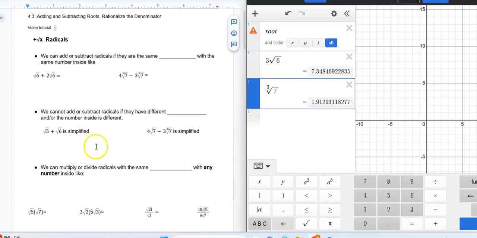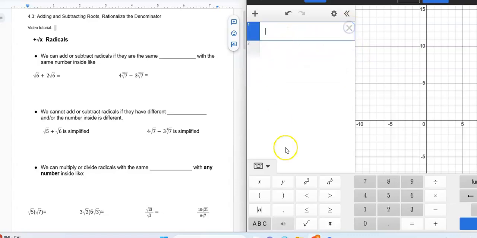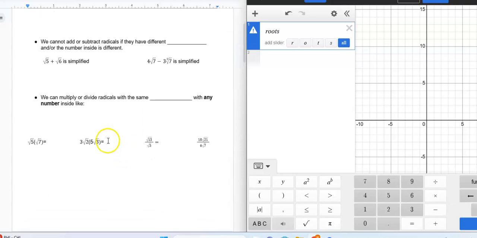All right, we cannot add or subtract radicals if they have different roots and or the number inside is different. So we can't combine rad 5 and rad 6 because, yeah, they are both square roots, but the 5 and the 6 are different, so you can't do that. These both say 7 on the inside. The problem is that's the square root of 7, that's a cube root of 7. You can't combine them.